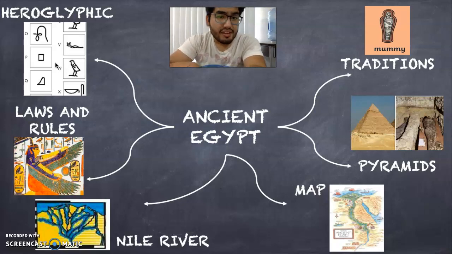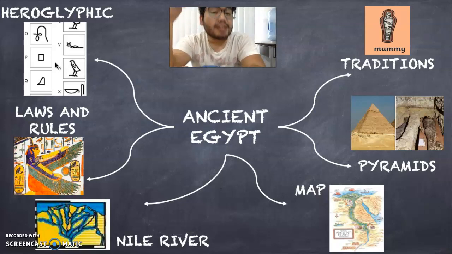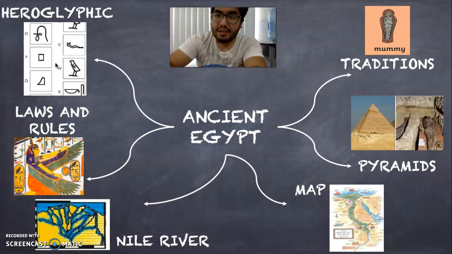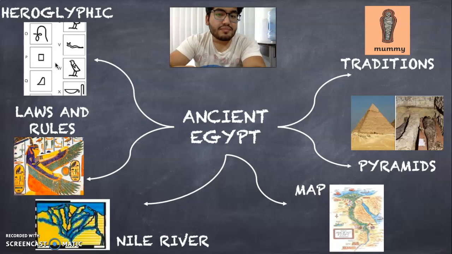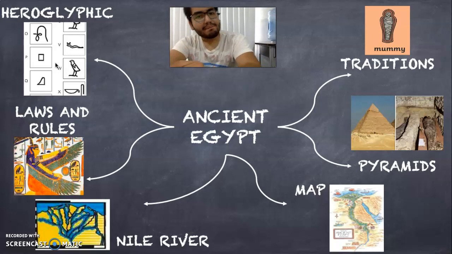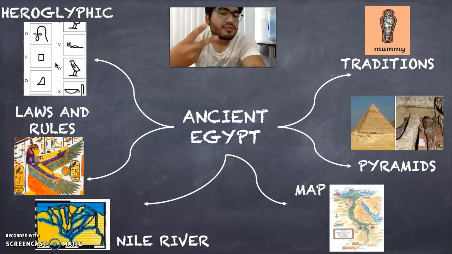Hicimos este mapa mental to remind us about the ancient Egypt, para recordarnos acerca del antiguo Egipto. We have the traditions like mummy, we have the pyramids, las pirámides, the map, the Nile River, the laws and rules, and hieroglyphics. If you didn't choose a picture to draw, you can copy these ones. Puedes copiar estas. So pause the video and copy these pictures. Finish? Perfect! So now that you have your two mental maps, dos mapas mentales, we're going to talk about those on Monday. So you must have done it. Los debiste haber hecho, George.